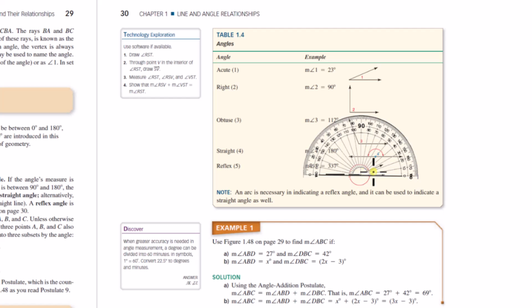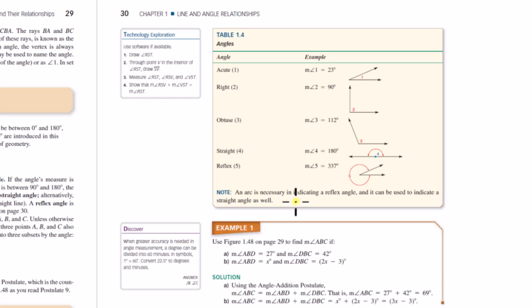So this is at what? A little bit less than 160, 158 or something. So 158 plus 180 is right around 337. So an arc is necessary in indicating a reflex angle, and it can be used to indicate a straight angle as well. So you have to have, if they had to put this arc here. Otherwise, we're going to assume that they're referring to the acute angle. So you have to have an arc to indicate a reflex angle, but you could also do that for a straight angle, since that can be ambiguous.